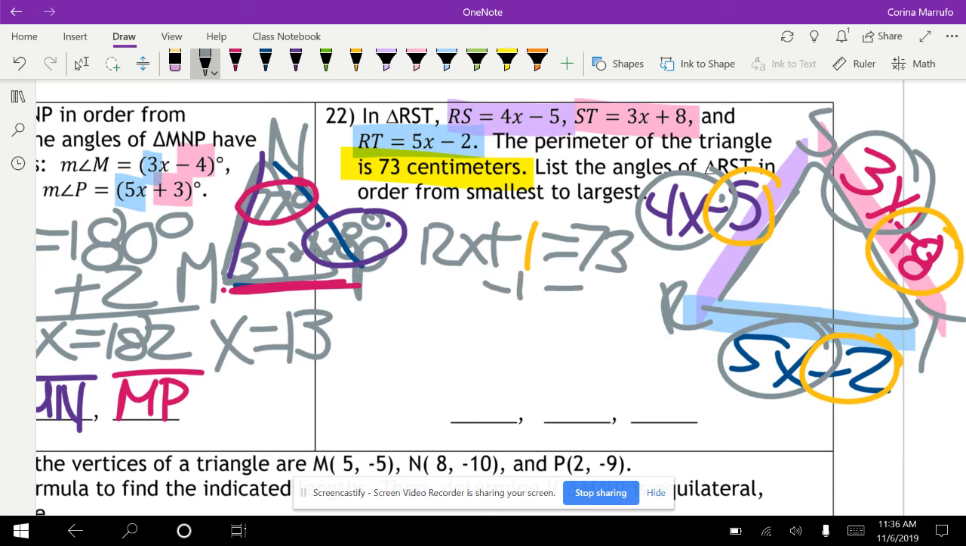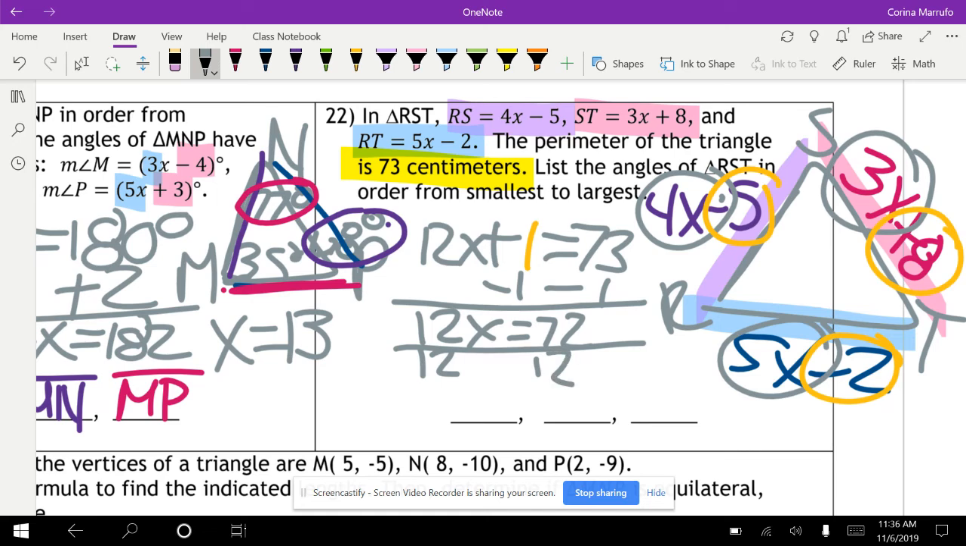So we subtract the 1 first, and we get 12x equals 72. We divide by 12, and we get x equals 6. So now that we know what x is, we can find the side. So 5 times 6 is 30, minus 2 is 28. And then 4 times 6 is 24, minus 5 is 19. And then the last one, 3 times 6 is 18, plus 8 is 26.